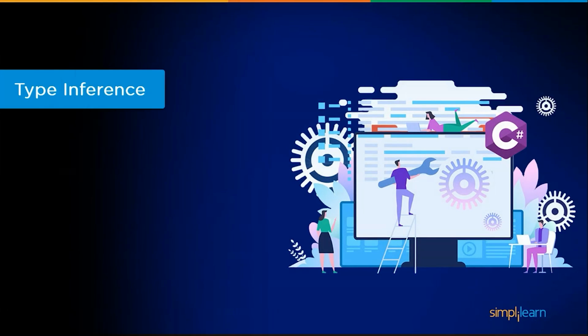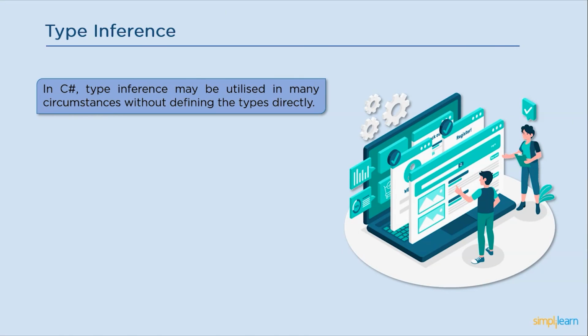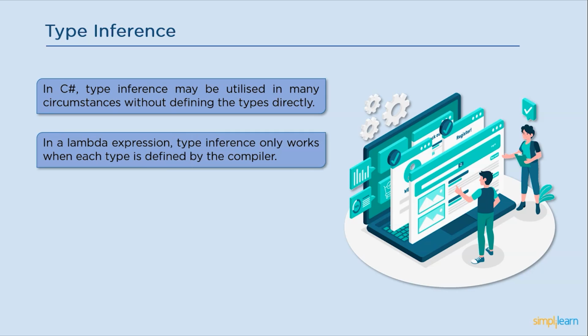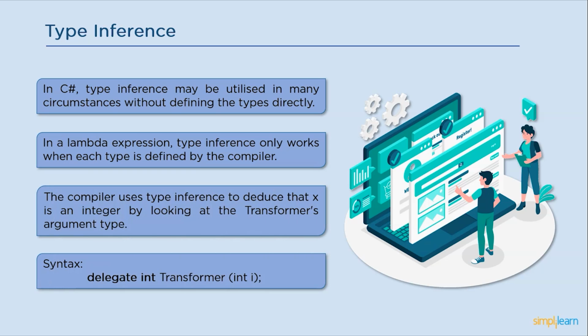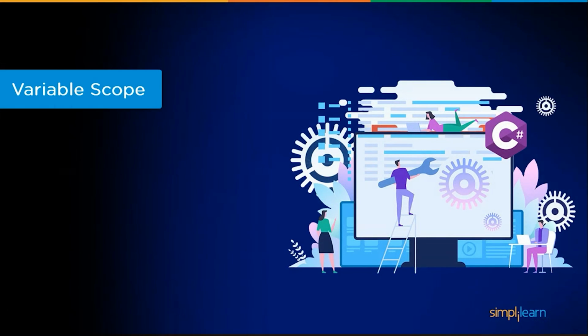Now, let's discuss the topic type inference. Type inference is useful in a number of circumstances in C#, and it may be used without explicitly stating the types. In the case of a lambda expression, however, type inference will only function if each type has been provided, as the compiler must be satisfied. The compiler uses type inference to deduce that x is an integer, which it does by inspecting the transformer arguments given below. Now, let's discuss the variable scope in detail.